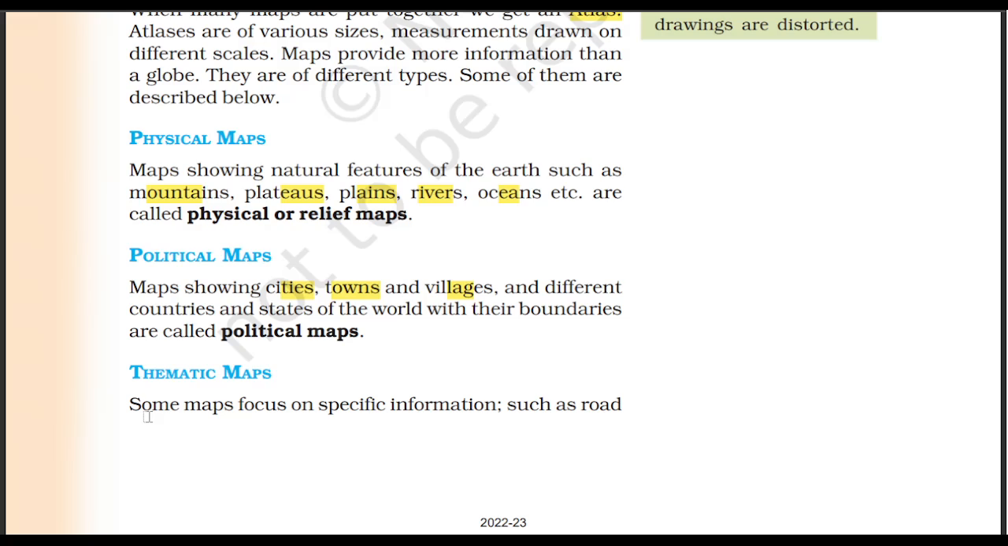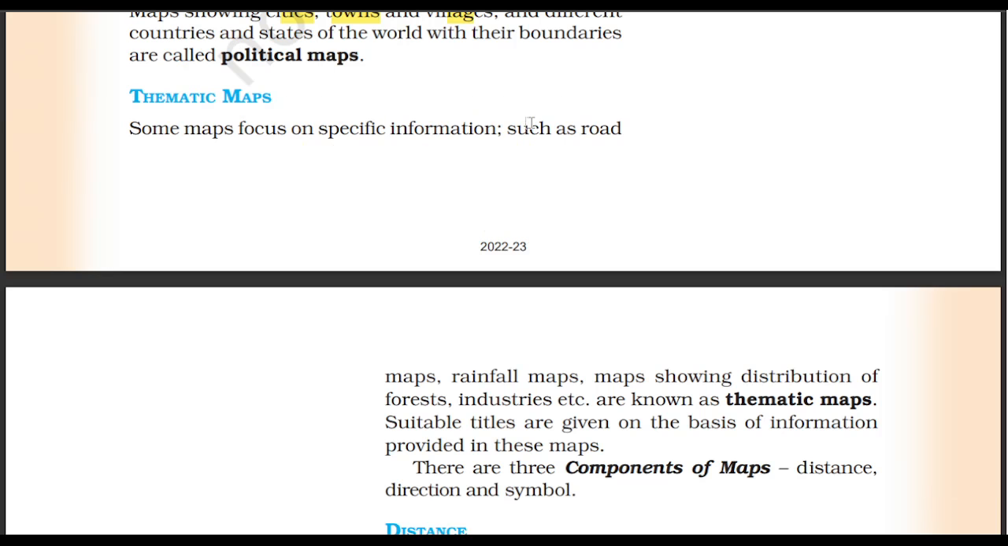Thematic map. Some maps focus on special information such as road maps, rainfall maps, maps showing distribution of forest, industry, etc. These are all specific features of the land, in which political and physical both are included, but only one or two features are shown in one map, called thematic maps. Suitable titles are given on the basis of the information provided in the map.